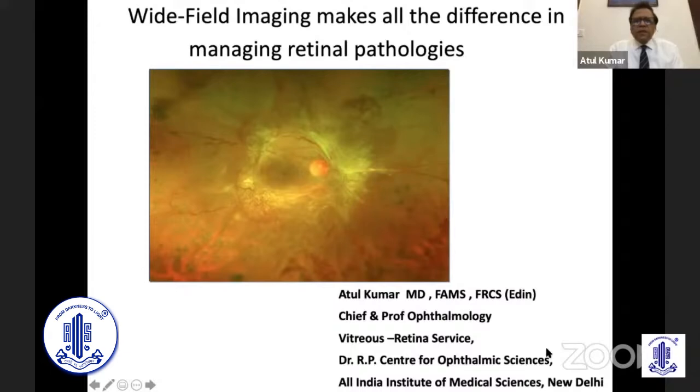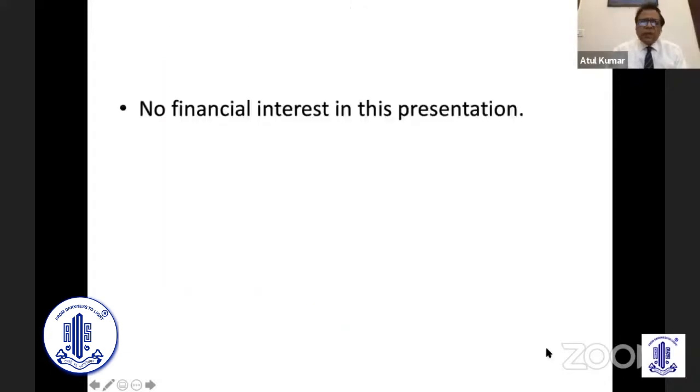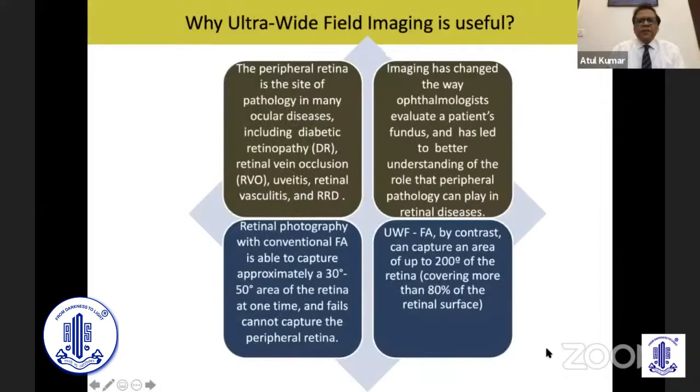So wide field imaging is actually very useful, I feel, because personally speaking, I often get it done because you have to see the periphery of the retina. I have no financial interest in this presentation, which I would like to make clear in the beginning. Why is wide field imaging useful? Because the periphery of the retina is involved in a whole lot of retinal vascular disorders, uveitis, vasculitis, so you will see retinal inflammations, the vein occlusions especially, and also diabetic retinopathy and retinal detachments, tumors.